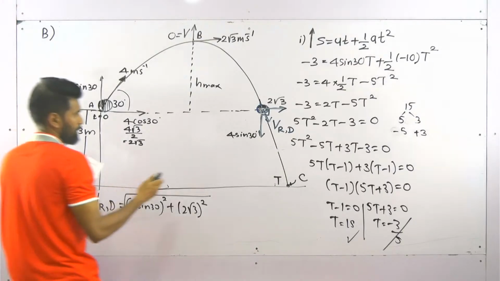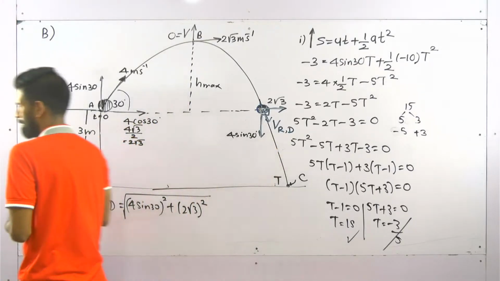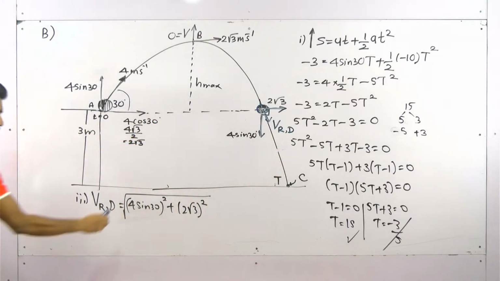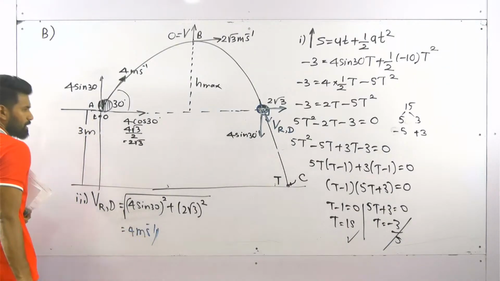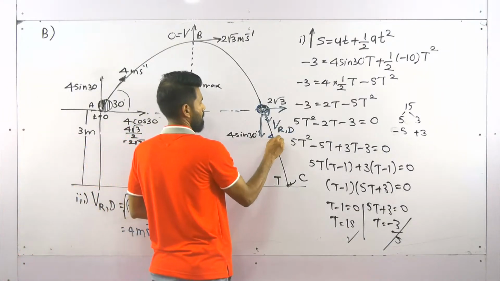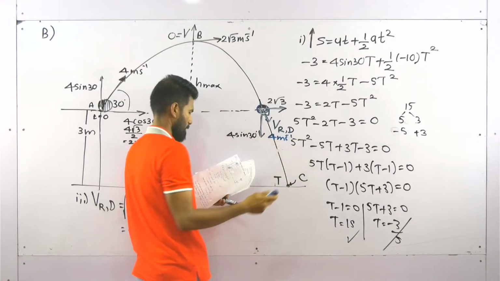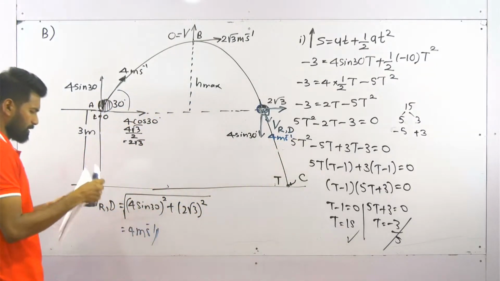Four meters per second. Get a nice answer. When you simplify this, you will get the answer, and it's a nice one: 4 meters per second. Then what is the next question they ask?